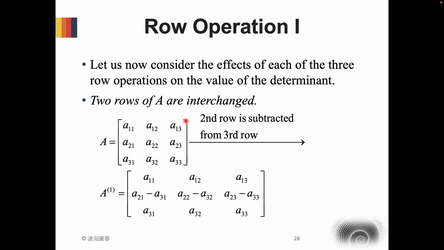Originally we are given this 3 by 3 matrix, so we can subtract the second row from the third row. Just like we do the type 3 elementary row operation, we subtract the second row from the third row. So after this operation, we get this new matrix.